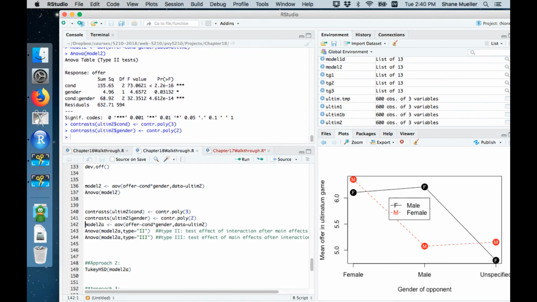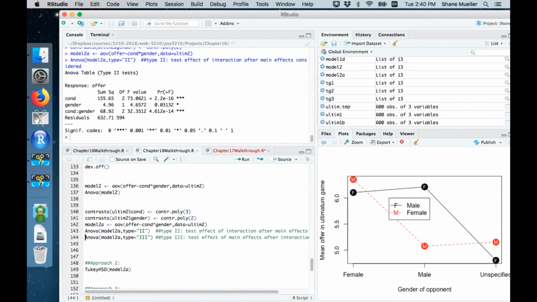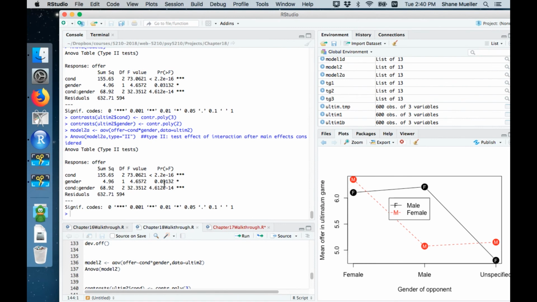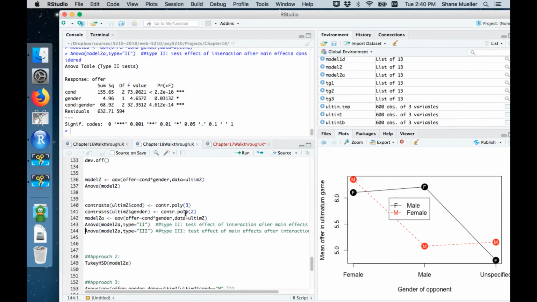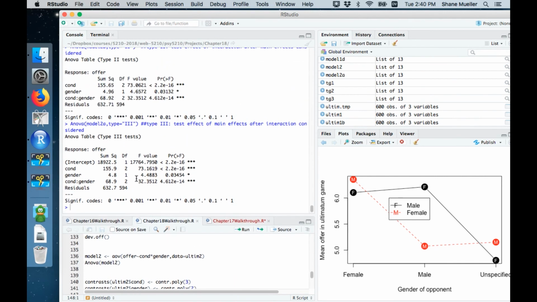If I wanted to do a type 3, I can transform each of these predictors, the contrasts related to those, and model that. If you look at the type 2 model, when I change those contrasts, it is identical. It doesn't change at all. So it wouldn't hurt to use a different coding automatically, but if I use a type 3, now I get different F values because I'm comparing different submodels.